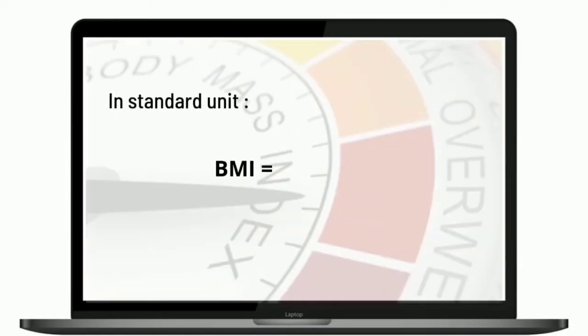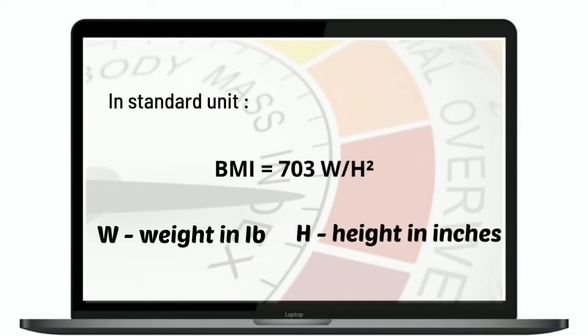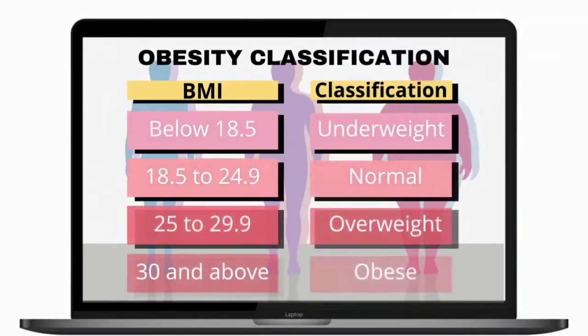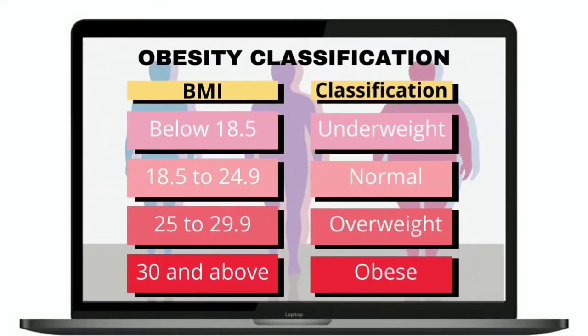In the standard unit, the formula of BMI is 703 times W over H squared, where W is the weight in pounds and H is the height in inches. There are 4 obesity classifications.